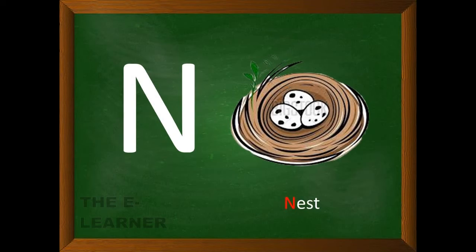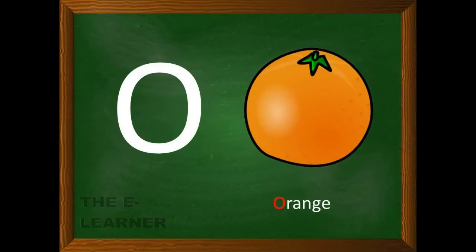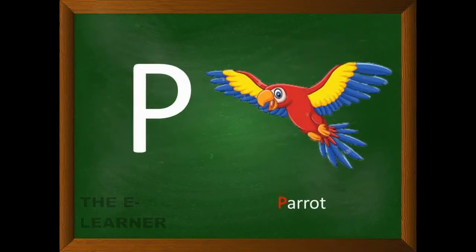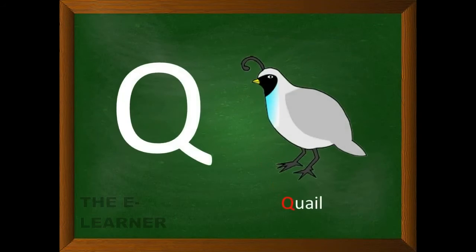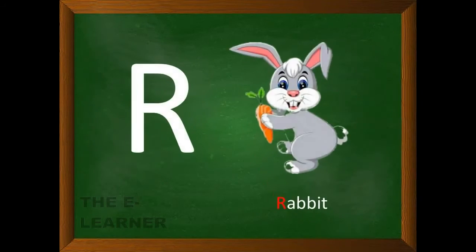N for nest. O for orange. P for parrot. Q for quail. R for rabbit.